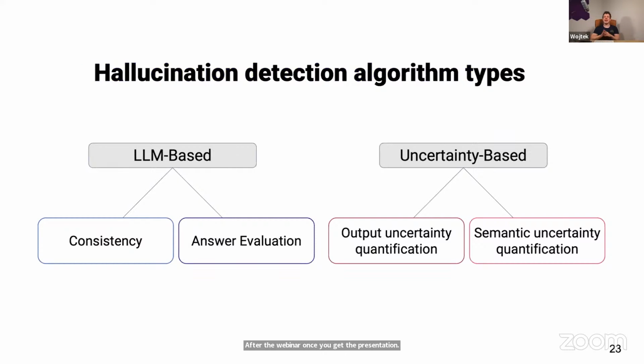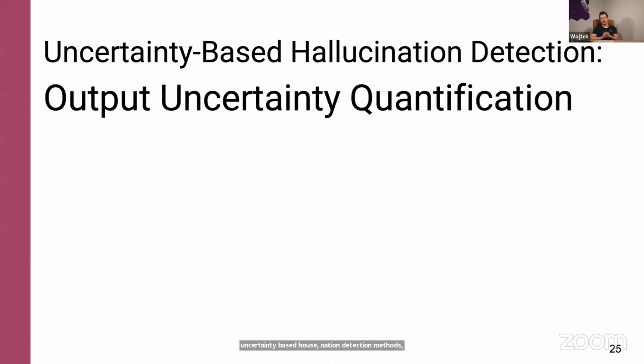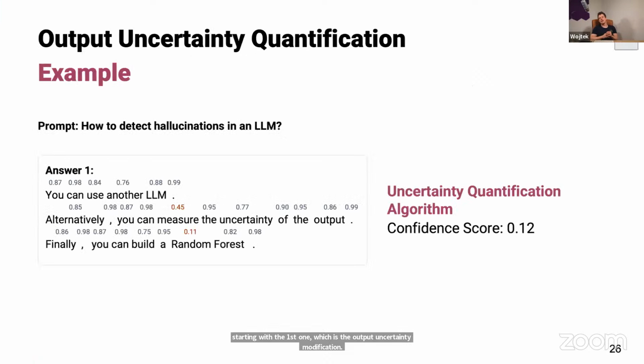So these were the LLM-based hallucination detection methods. And now we're going to go to the second part, which is the uncertainty-based hallucination detection methods, starting with the first one, which is the output uncertainty quantification. Yes, exactly. And again, as always, we're going to start with an example. How are we going to do it this time? This time it is completely different.